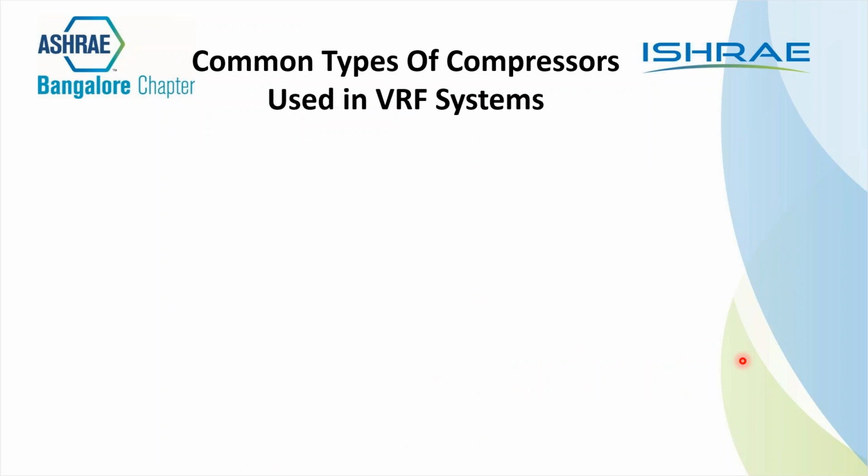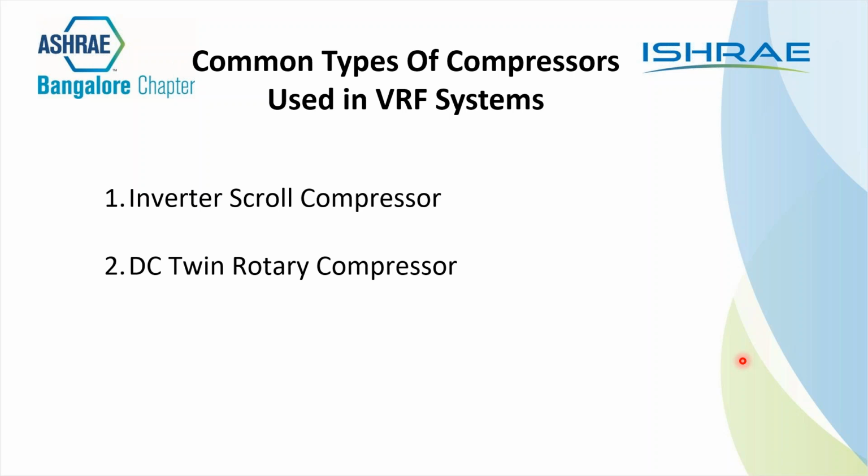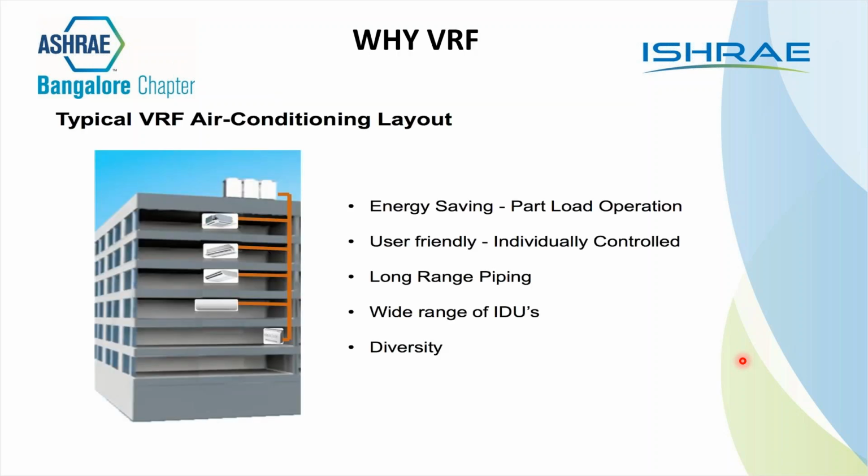So the common types of compressors used in a VRF system are an inverter scroll compressor or a DC twin rotary compressor, based on the brands. A typical VRF air conditioning system will have part load operation. It has to be user friendly. It should be individually controlled.